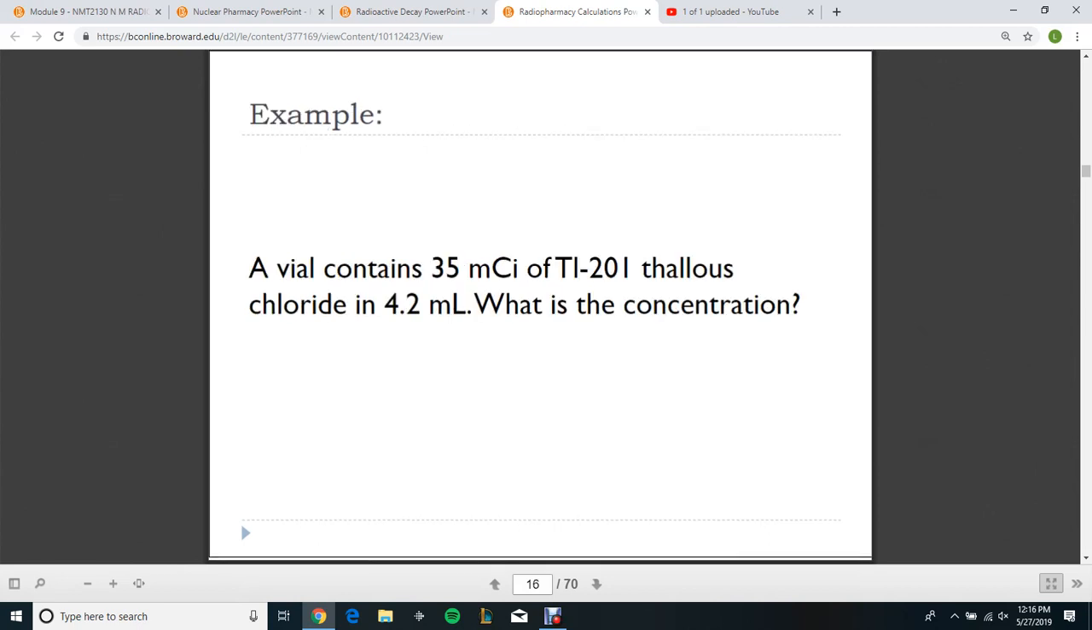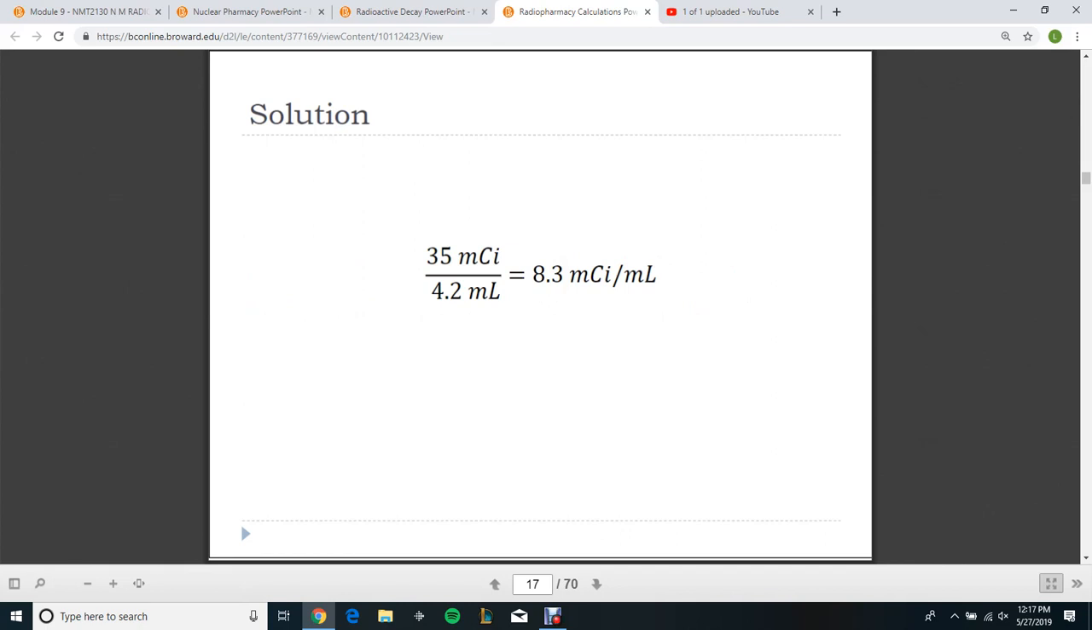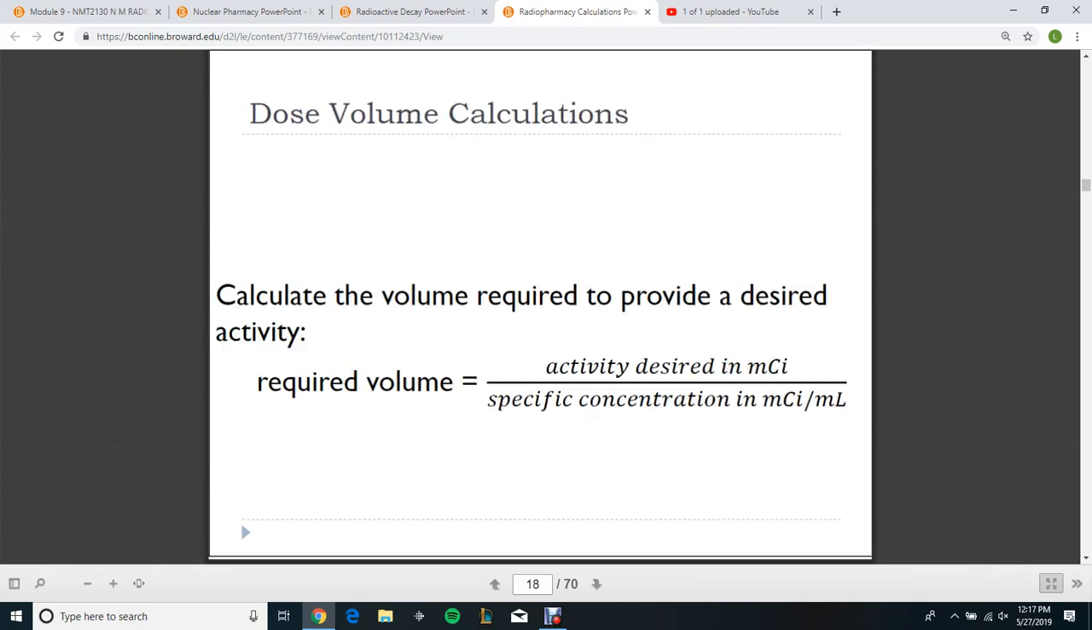The specific concentration is equal to activity over volume. A vial contains 35 millicuries of thallium-201 thallous chloride in 4.2 milliliters. What is the concentration? 35 millicuries divided by 4.2 milliliters is equal to 8.3 millicuries per ml.